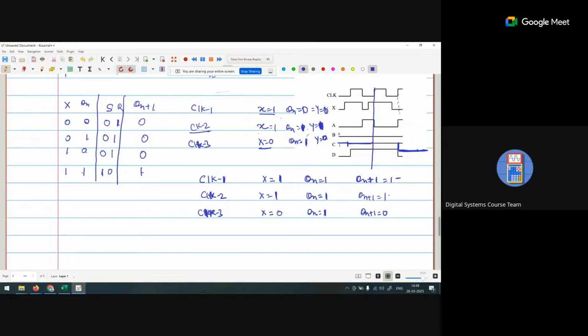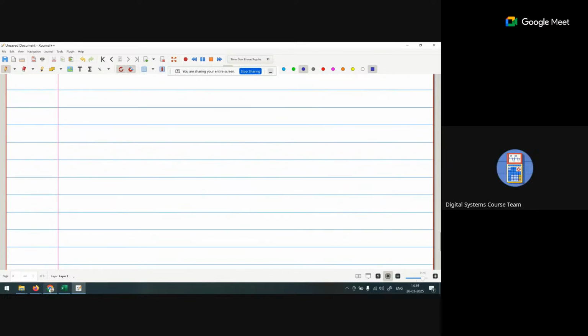Clear? Yes, sir. I can take one more timing diagram question.